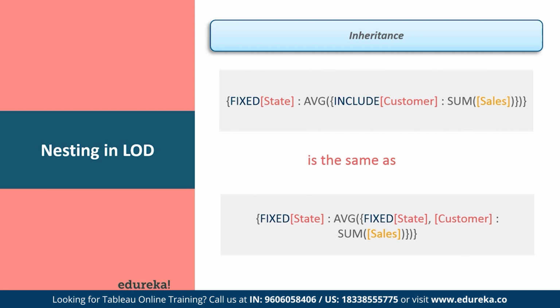In this case, if you look at the first one, I am doing a fixed state and nested calculation. I'm saying include customer, so include, as you all know, inherits from its surroundings. If you build it by dragging and dropping by itself, it will inherit from the parent calculation, so it will include the state. It will do the same thing as writing state, customer instead of it, and it won't be impacted by filters because the parent is a fixed calculation.